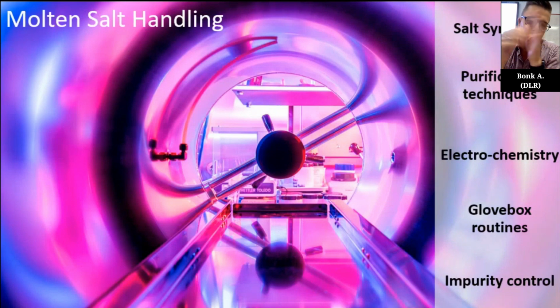Just starting with a few nice pictures of what we do, we cover different aspects regarding molten salts. That's, for example, molten salt handling. We synthesize salt mixtures using, for example, glove box techniques. This very fancy picture you see is the inlay of a glove box. We do salt purification. I'll demonstrate in a moment why. We do, in part, electrochemistry approaches. We use glove box routines, as you see.